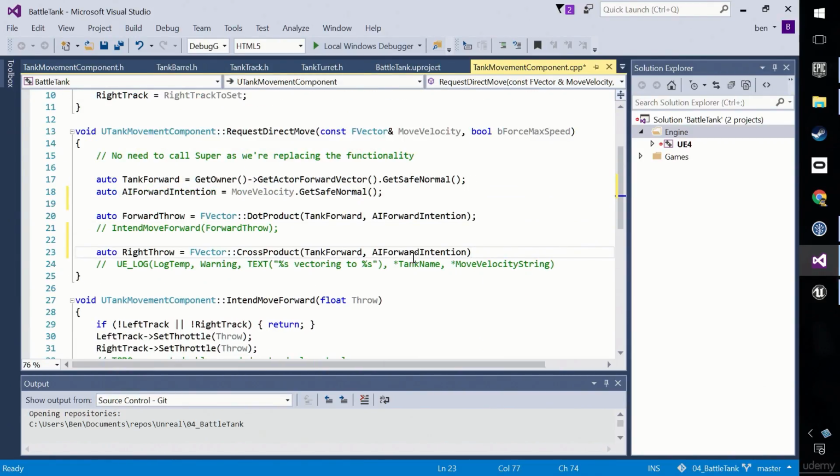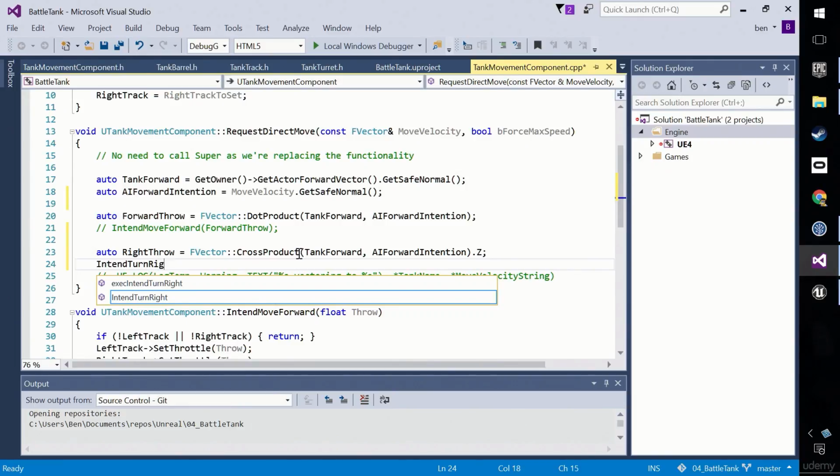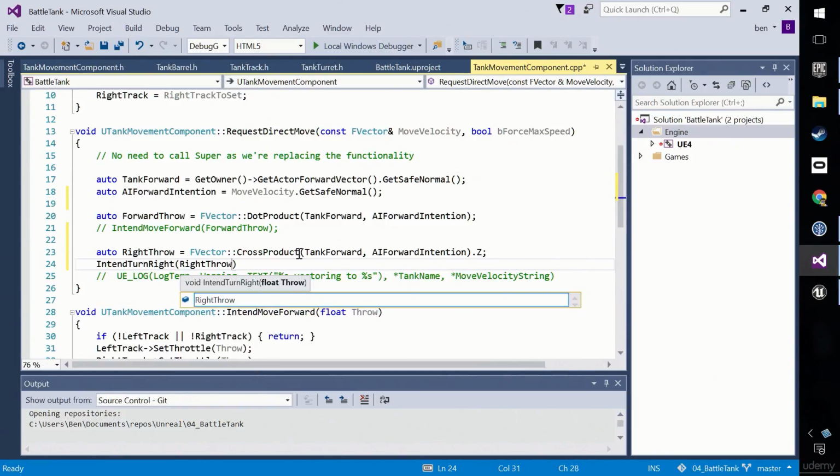Now, the right throw isn't just that, because look, these types are incompatible. The right throw is currently coming out as an FVector. You see that? Because the cross product returns a vector. The forward throw came out as a float, but the right throw is an FVector. That's one of the reasons why we need to take the z component of it. Now if we look at the type of right throw, it's a float. Intend turn right with right throw.